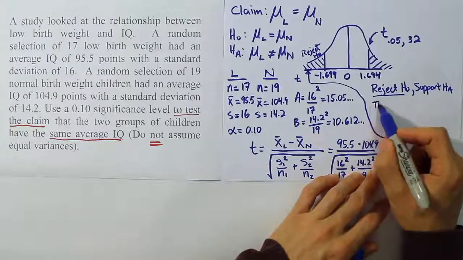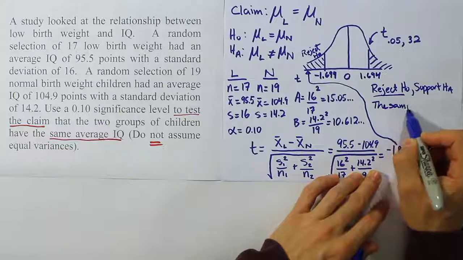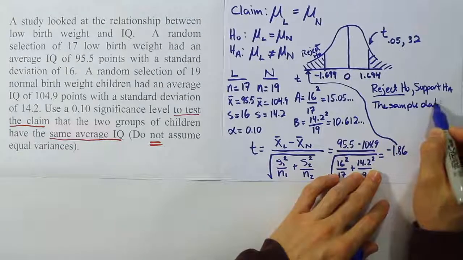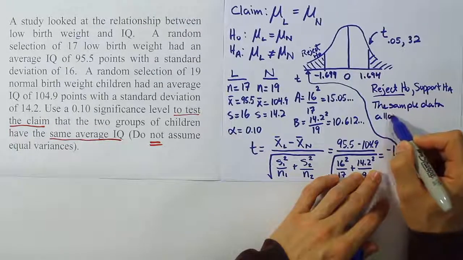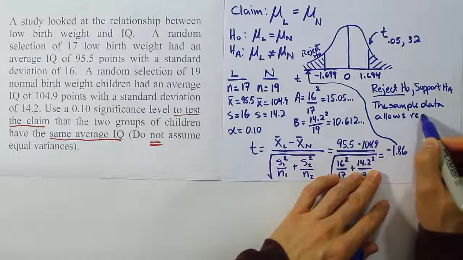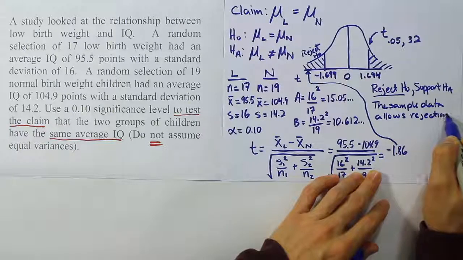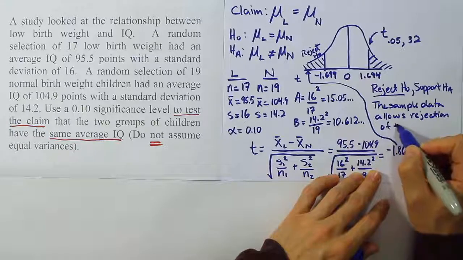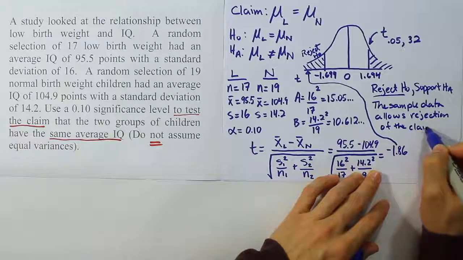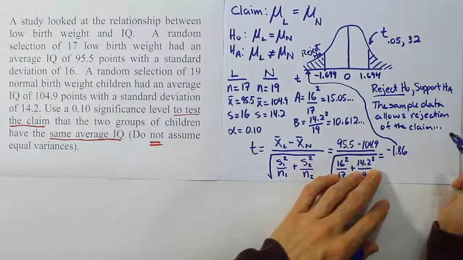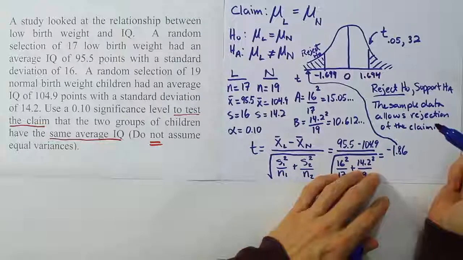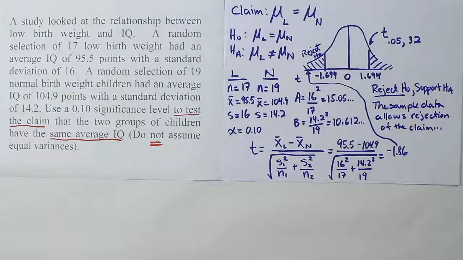So we're going to say the sample data allows rejection of the claim. And of course, you fill in the claim, and the claim would be here that the two groups have the same average IQ. And that's it.